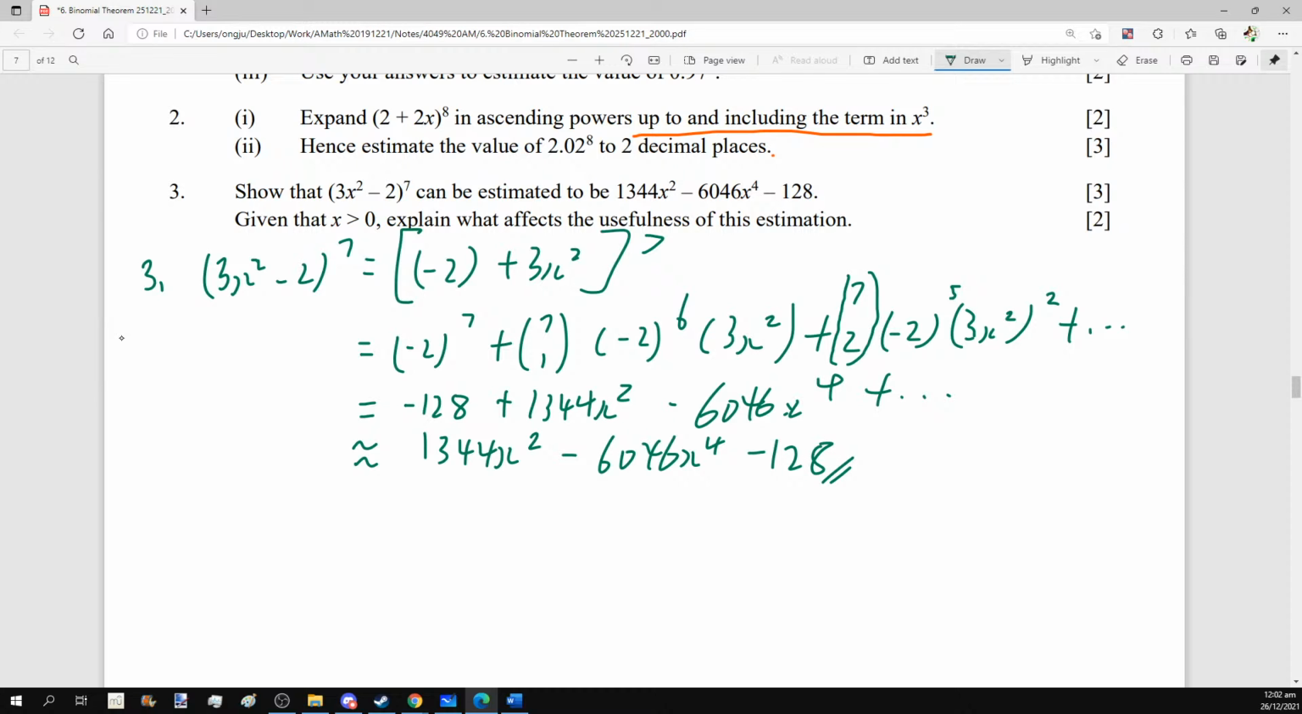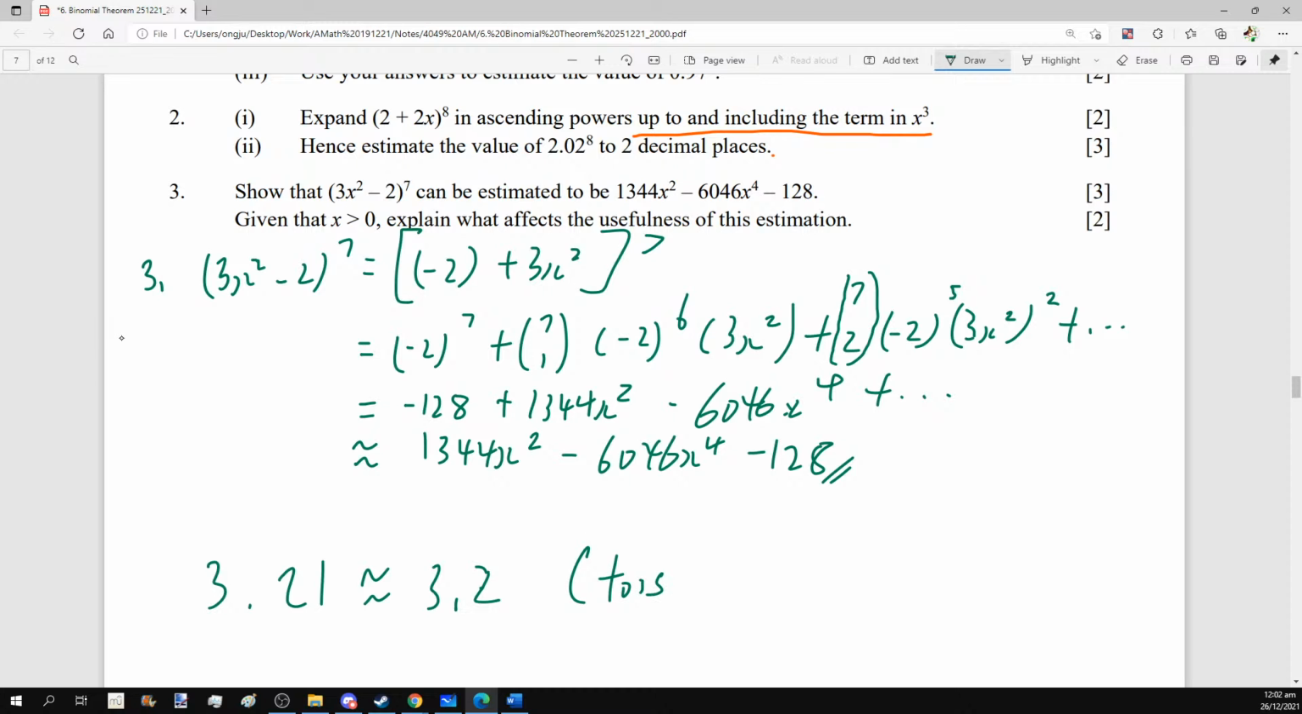However, they go on to ask you, given that x itself is a positive number, explain what affects the usefulness of the estimation. Usefulness, in other words, the accuracy. How reliable is it to estimate the entire thing power 7 into something that's just number, x squared, x4? To answer this question, we will need to ask ourselves, what did we throw away? Think back to how we did estimation with numbers. The person we throw away, right?